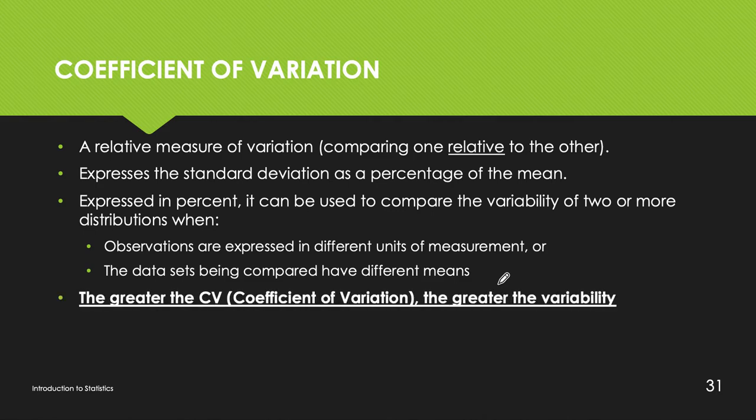The greater the coefficient of variation is, the greater the variability or the dispersion is. So the greater the CV, the greater the variability. So what is our formula for our coefficient of variation? The CV is equal to the standard deviation divided by the mean times 100. It should be the mean here. It should be x bar. I'm sorry about that. So the standard deviation divided by the x bar, the mean, times 100%. So again, SD divided by mean times 100%.